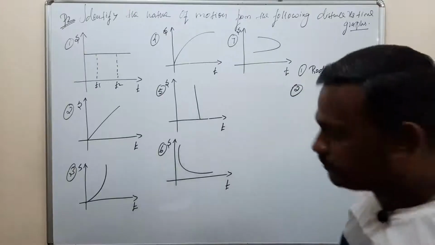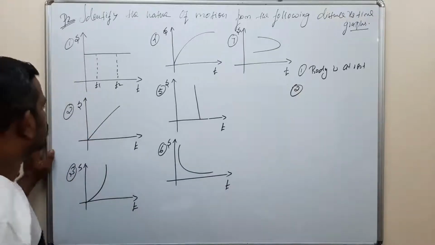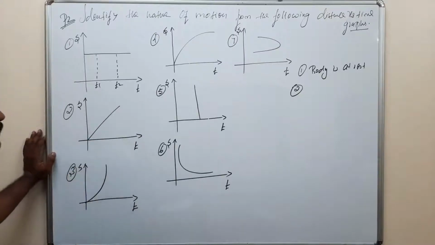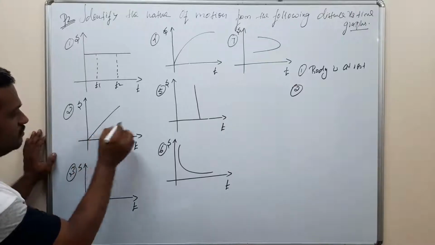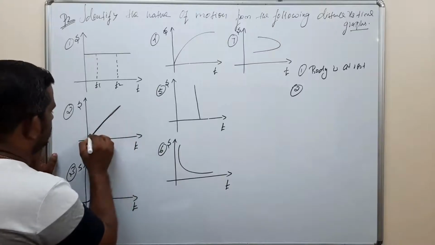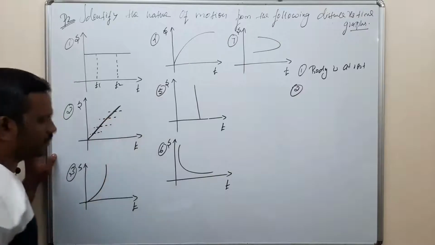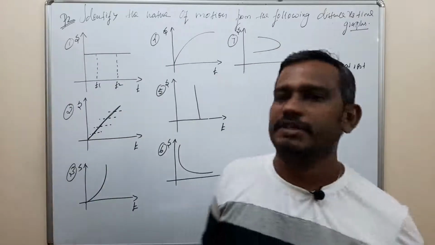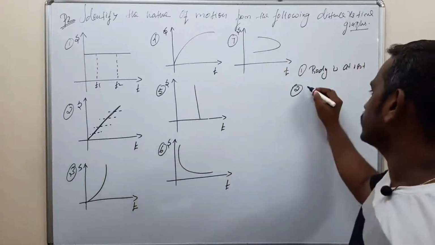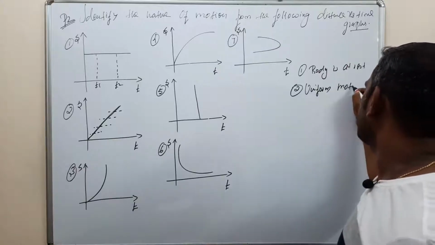2. So this graph is inclined to the origin. It is a distance time graph. So this graph represents that the slope at every time is constant. Slope is constant means speed is constant. That is, the graph represents uniform motion. Okay, uniform motion, that is speed is constant.